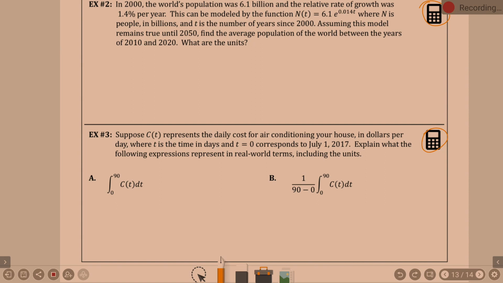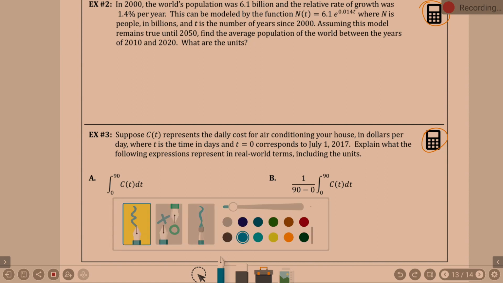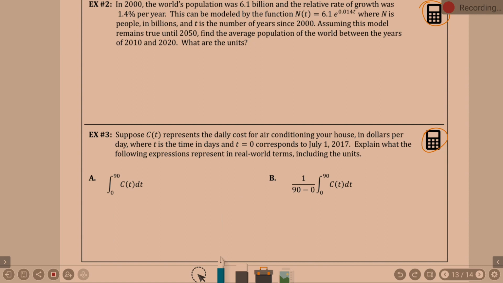So t equals 10. And 20. So what are we doing here? Integral from 10 to 20 of 6.1 e to the 0.014t. Okay. Average population, yes. Now, what were the bounds? You said 10 and 20. Why 10 and 20? Because t is the number of years since 2000. So that means 2010 is going to be represented as t equals 10, and this is 20.